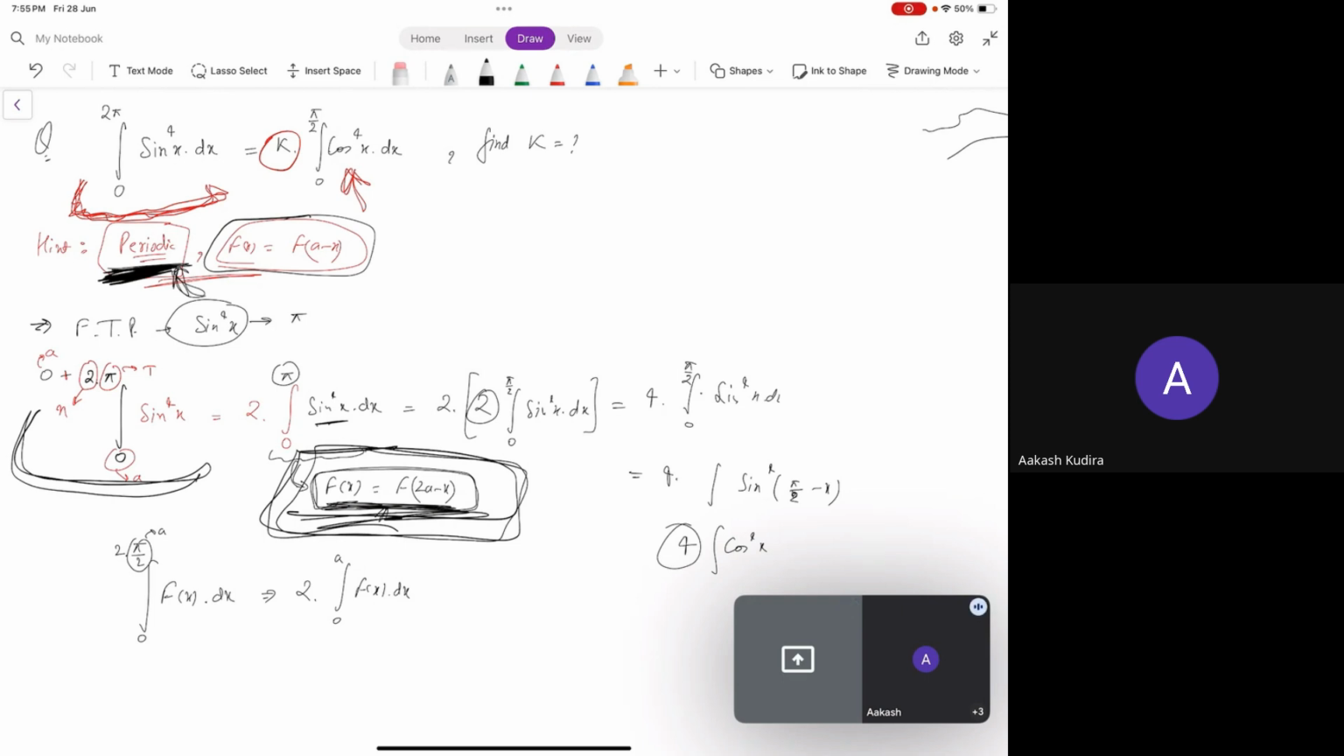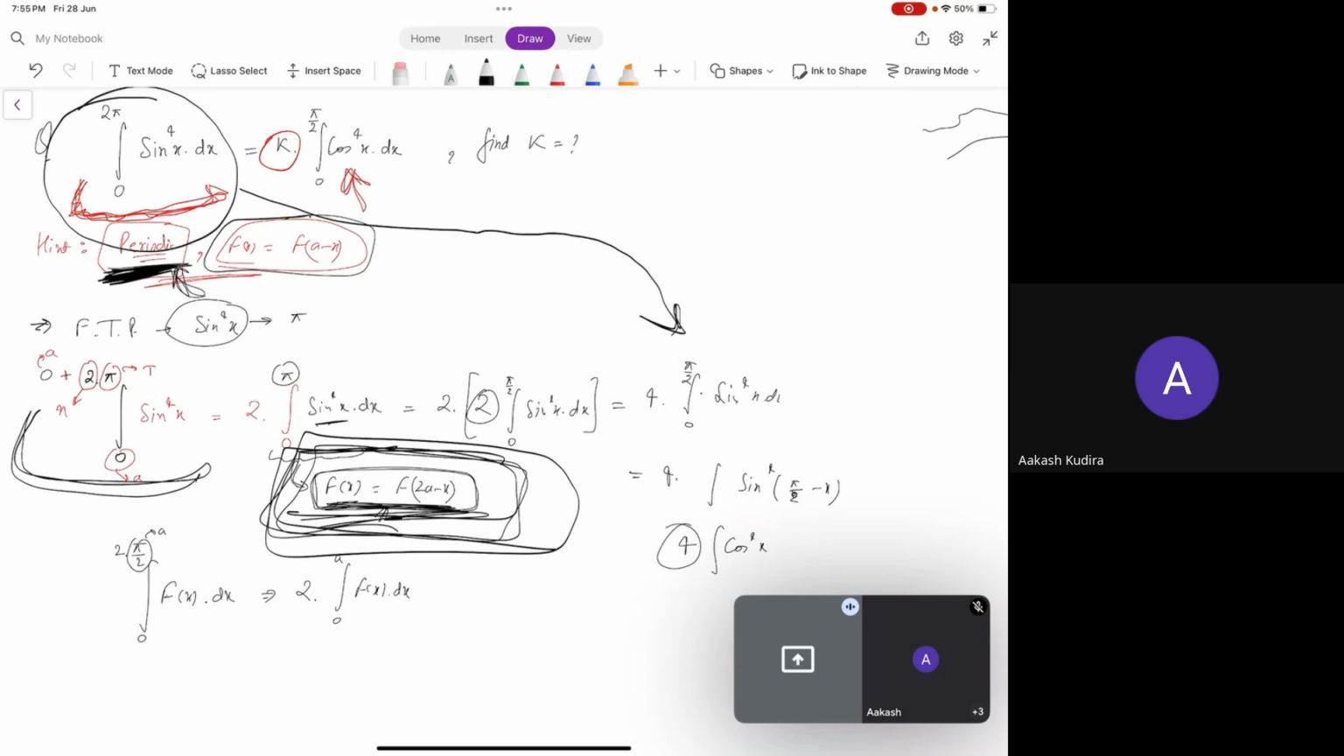No doubt, sir. See, you can go from this step directly to this step using this property. But actually we are studying this periodic property, that's why I'm using this property here, to teach you how to apply it. So this is one more way to solve this question. The question is actually very simple.